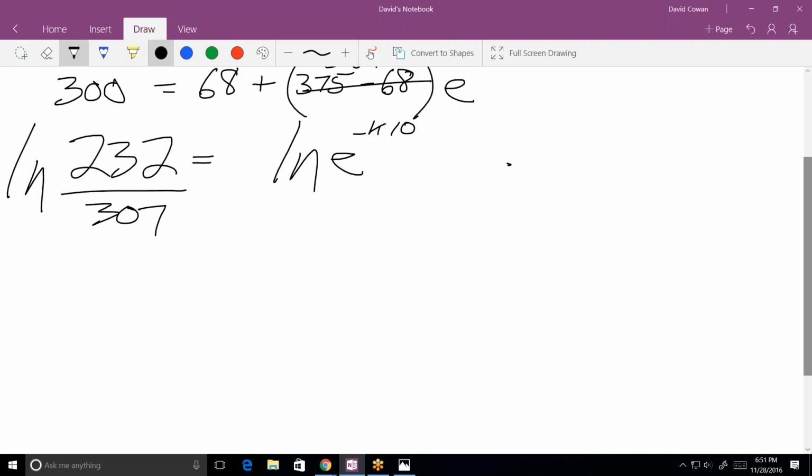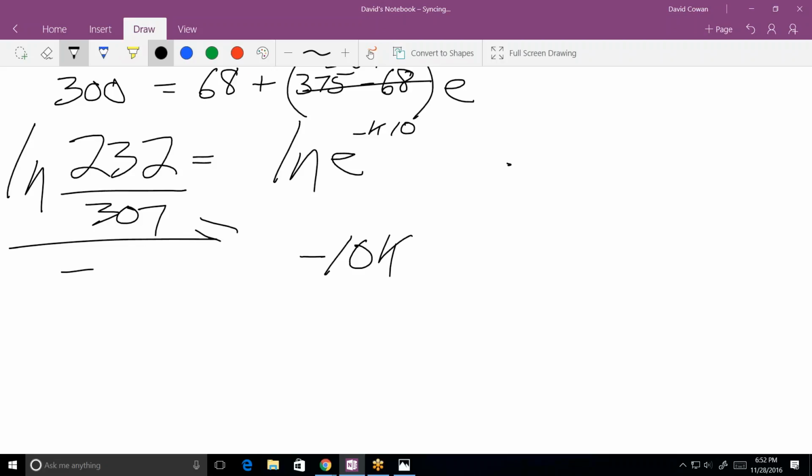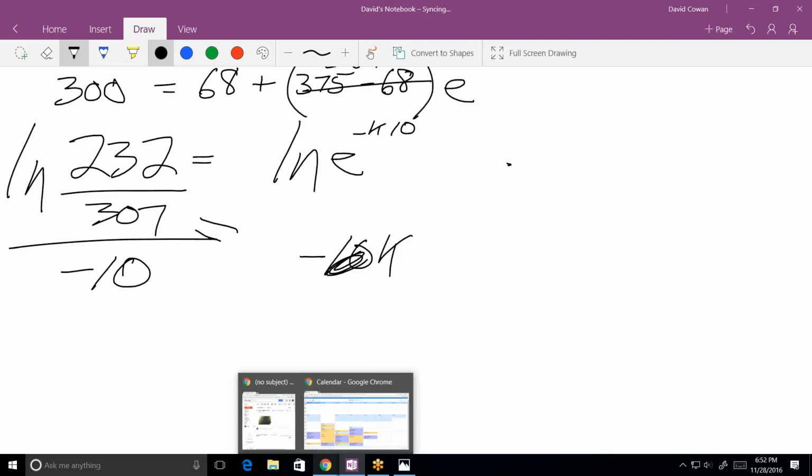And what's left on the right is minus 10k equals that quantity there, which is a negative number. And so k is going to be equal to that. Right. Now, that'll make k positive.